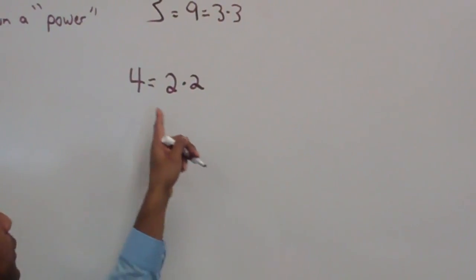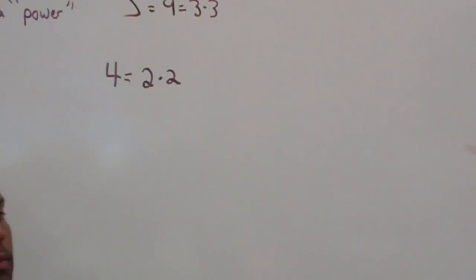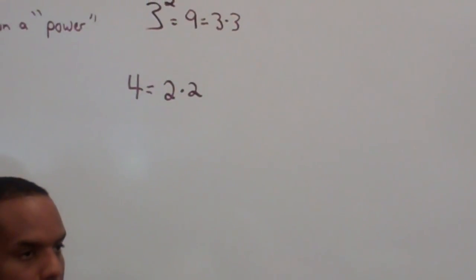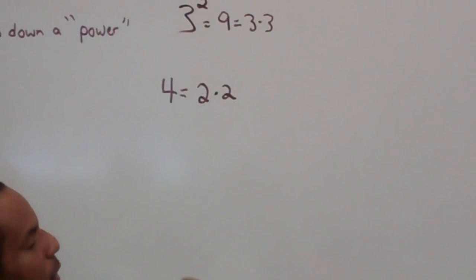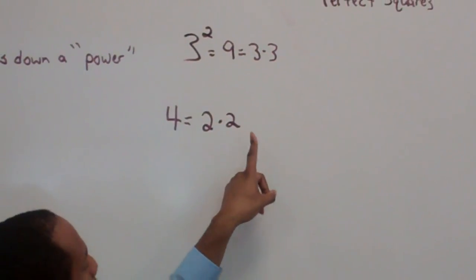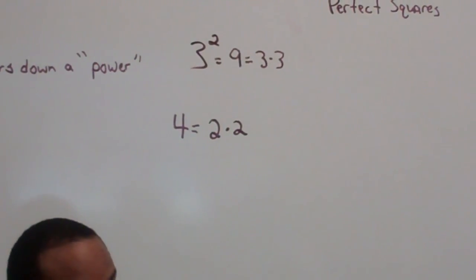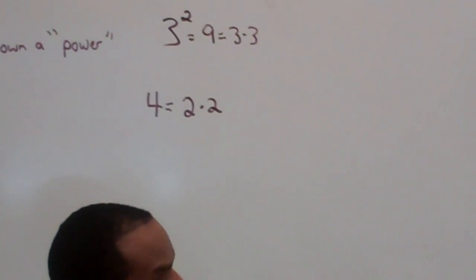So what makes a number a perfect square is that when you multiply, what's the way I can say it? The factors have to be the same. So my factor here is 2. I'm multiplying it by itself, which is 2, so that gives me 4. That's what makes 4 a perfect square.